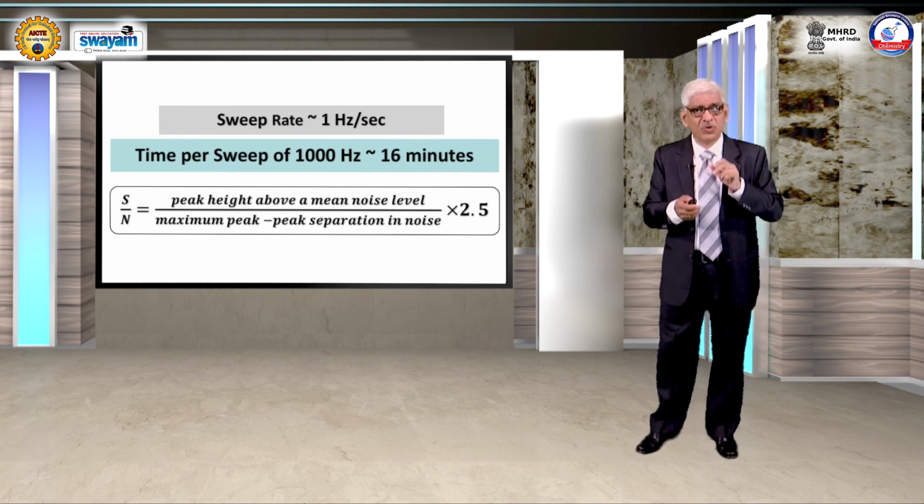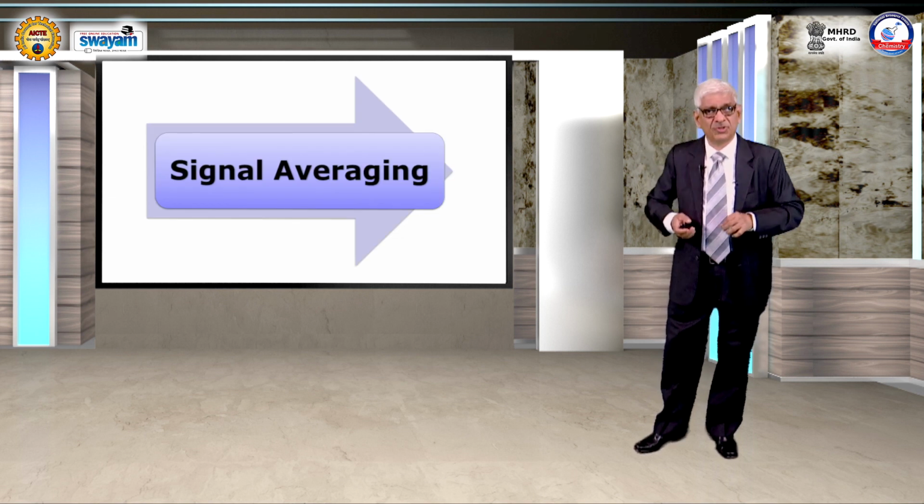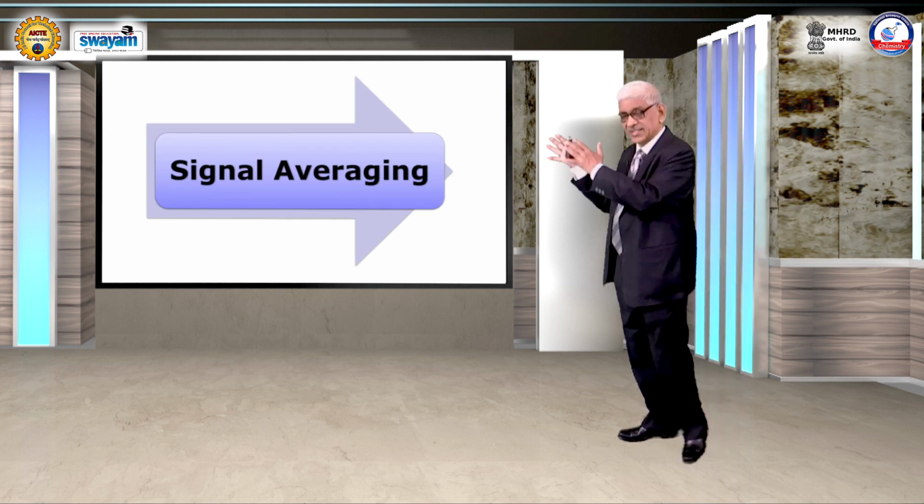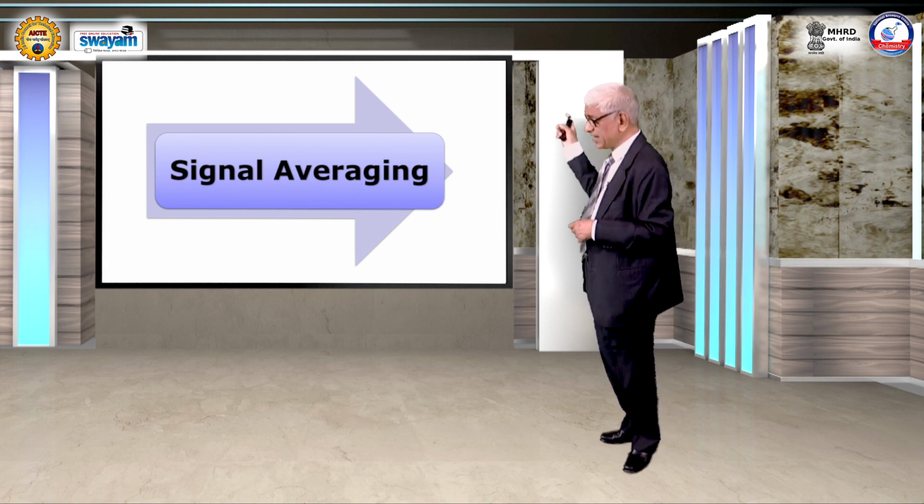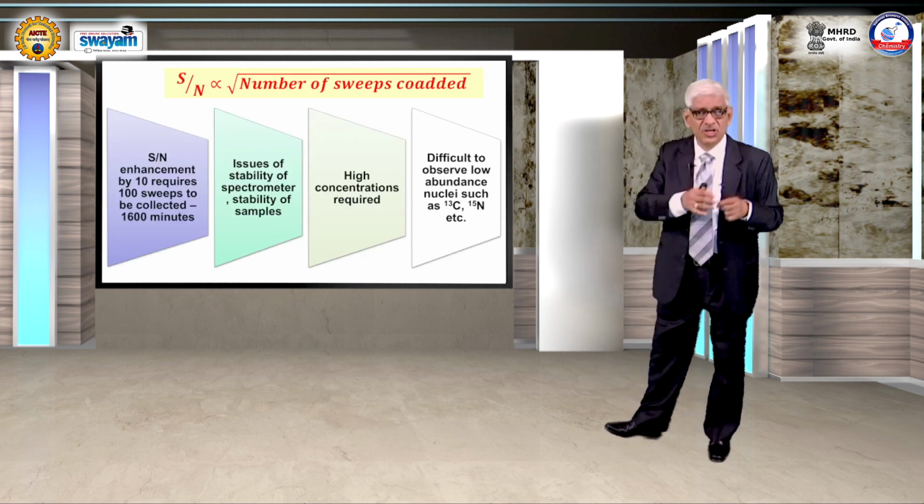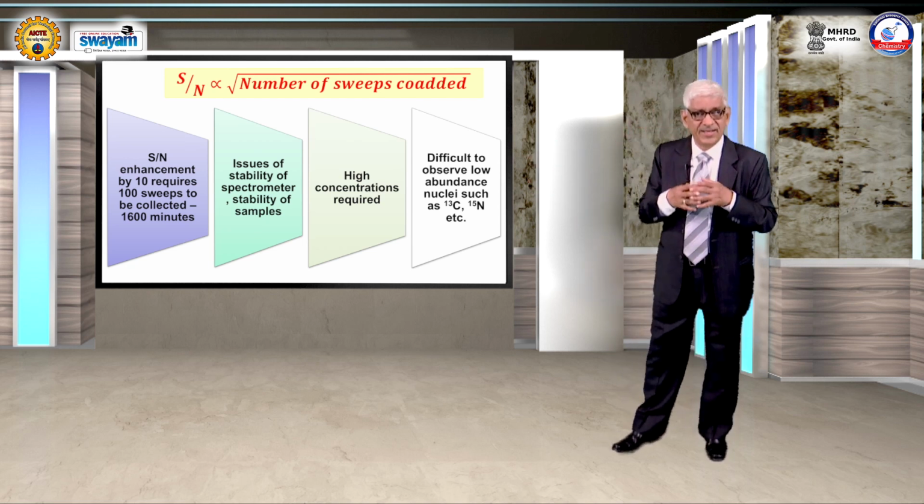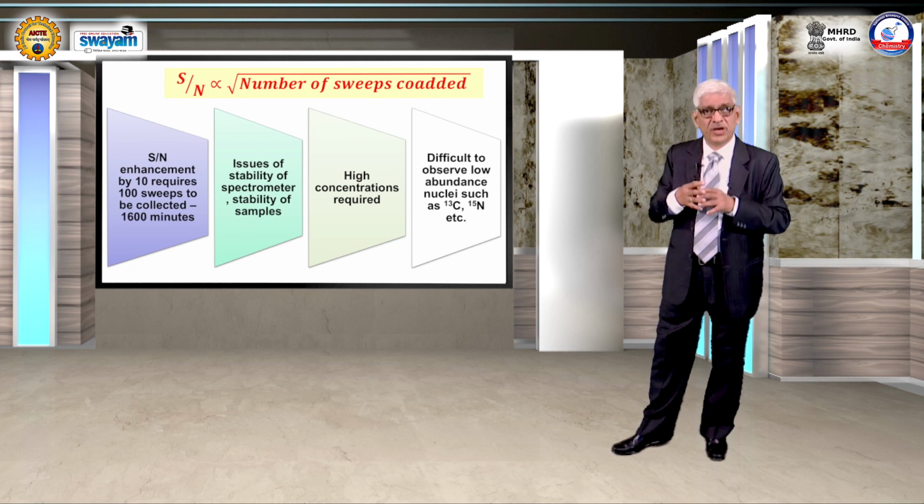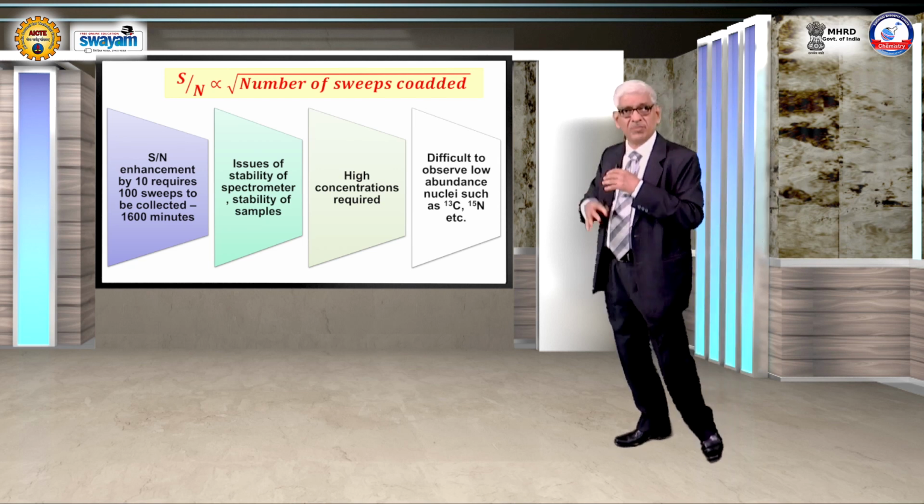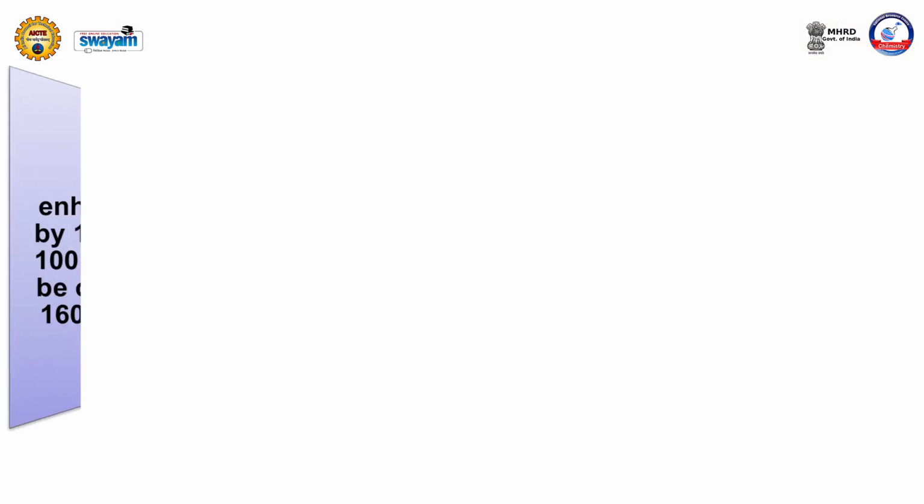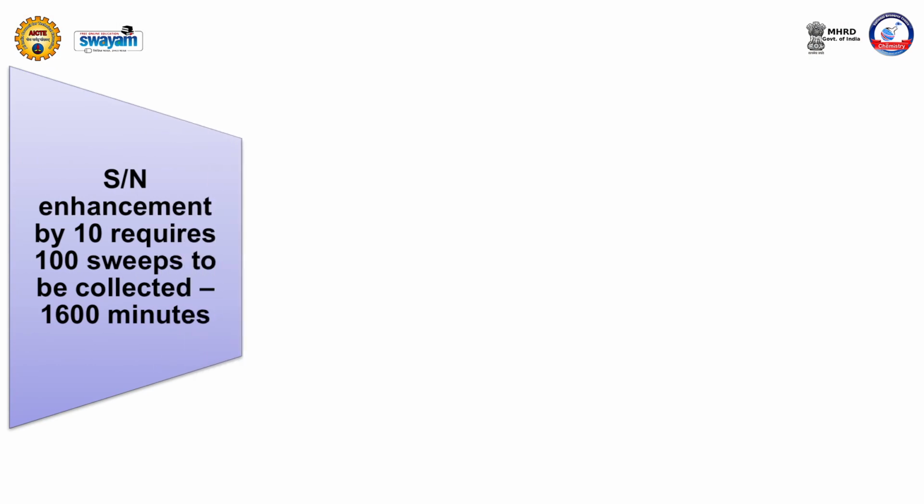Now if you want to improve the signal to noise ratio, what will you have to do? You have to do what is called signal averaging, and you can see there signal averaging means you collect a number of sweeps and add them, and then when you do so your signal to noise goes as the square root of the number of sweeps you added. For example, if I want to get a signal to noise enhancement by a factor of 10, I will have to add 100 sweeps. So that means it will take me 1600 minutes, and that is a huge amount of time.